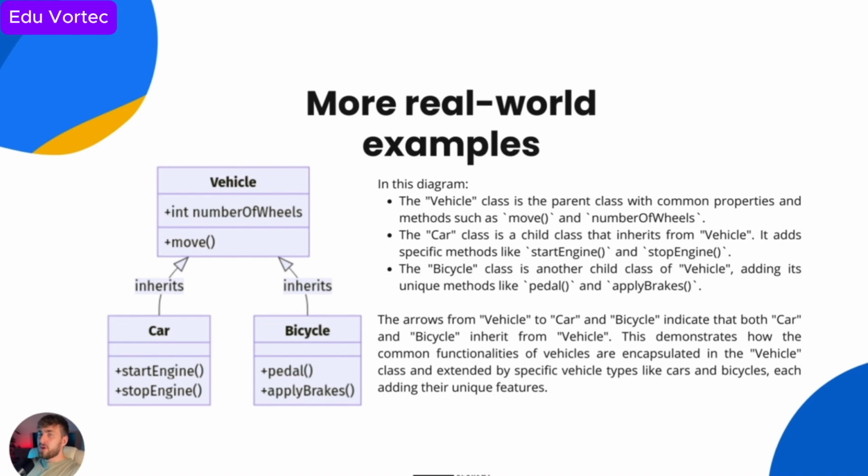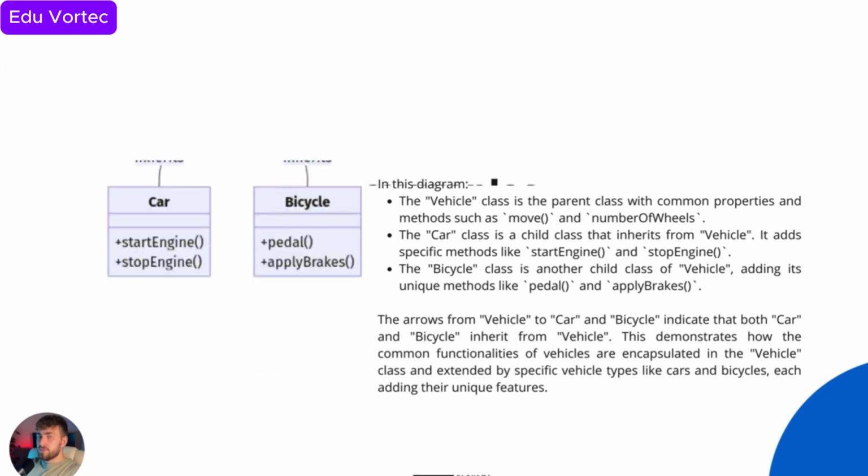Another example of inheritance can be seen in the relationship between a vehicle class and specific types of vehicles like car and bicycle. The vehicle class could contain properties and methods that are common to all vehicles, such as the ability to move and number of wheels. The car and bicycle classes can then extend the vehicle class, inheriting its properties and methods, and adding any additional properties or methods that are specific to those types of vehicles.